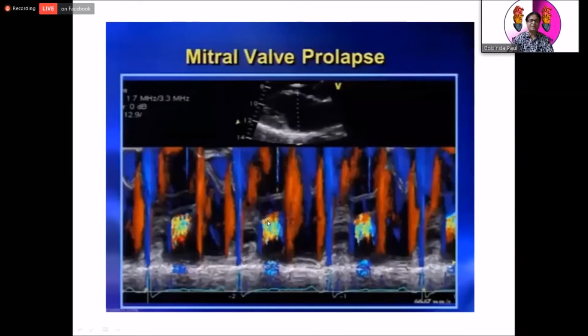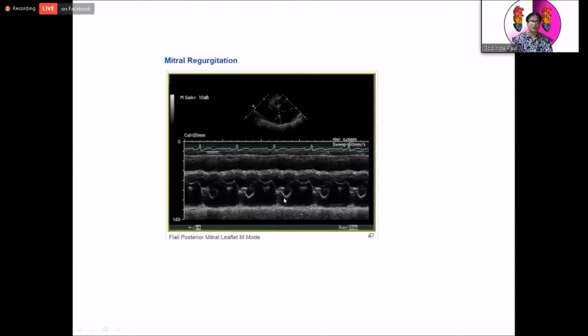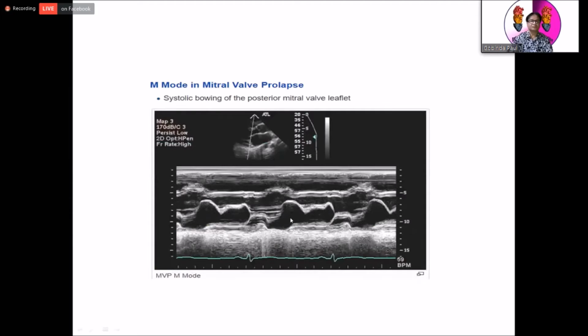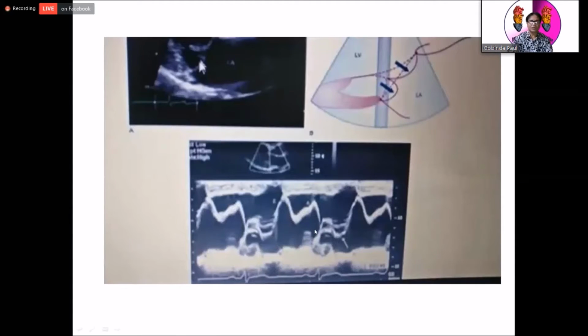As we know, mitral valve prolapse is usually associated with mitral regurgitation. Here shows the mitral regurgitation, color mosaic. Here also the posterior mitral leaflet, hammock-like appearance, the prolapsing in M-mode echo. Here also prolapsing of both the AML and PML.